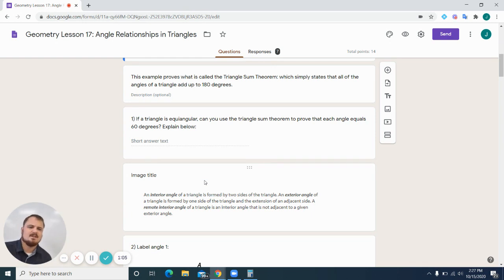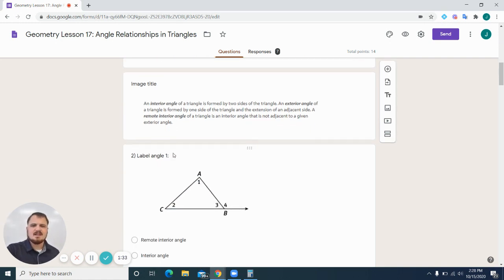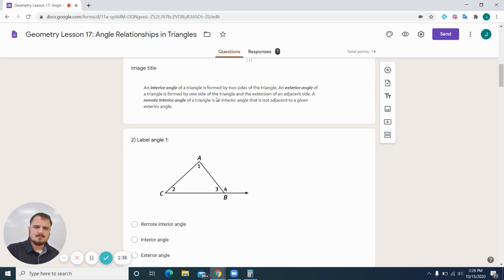So think about number one. If a triangle is equiangular, meaning equal angles, can you use the triangle sum theorem to prove that each angle equals 60 degrees? Explain below. So think about it. If it's equiangular, all the angles have to be exactly the same. So do three 60-degree angles add up to 180? Yes, they do. Is there any other number that if you use it 3 times, you get to 180? No, there's not.